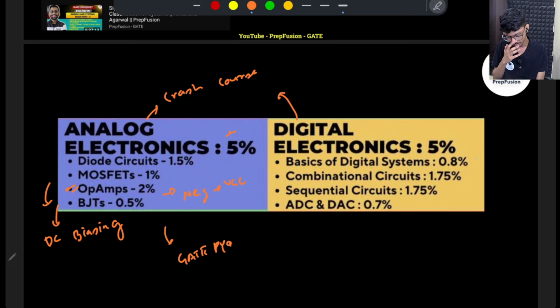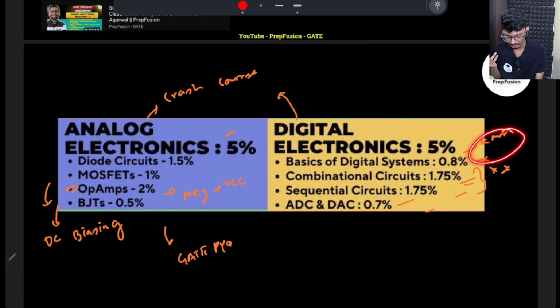mostly they will ask you questions from basics of digital systems, combinational, sequential, and ADC and DAC. These two are obviously the higher weighted subjects. After that, basics of digital systems and ADC, DAC, Boolean algebra, all those things come here. K-map, Boolean algebra, all those things come up here. Of course, without K-map, you will not be able to solve any combinational circuits. So you will have to study this anyway. So basics is always important. So study it and cover combinational.